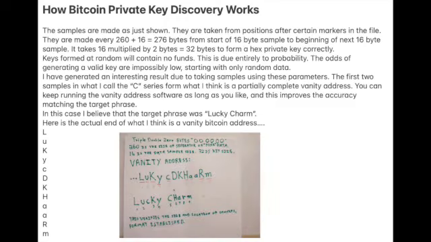How Bitcoin private key discovery works. The samples are made as just shown. They are taken from positions after certain markers in the file. They are made every 260 plus 16 equals 276 bytes, from start of 16-byte sample to beginning of next 16-byte sample. It takes 16 multiplied by 2 bytes equals 32 bytes to form a hex private key correctly.